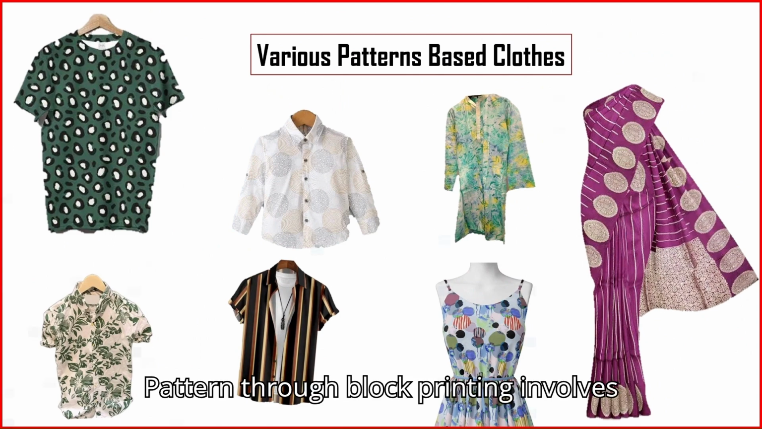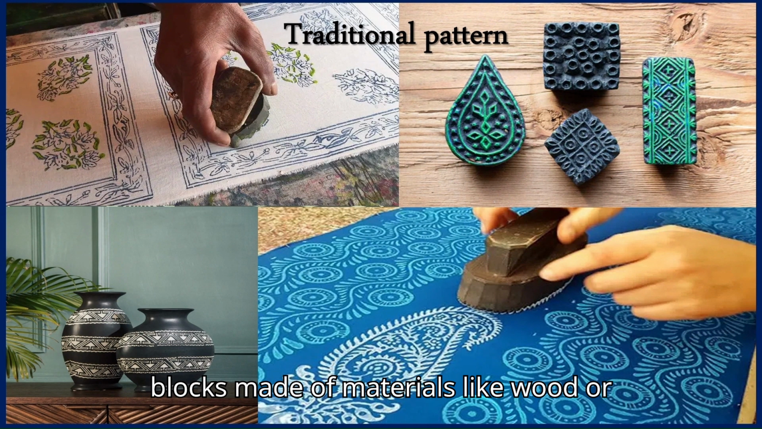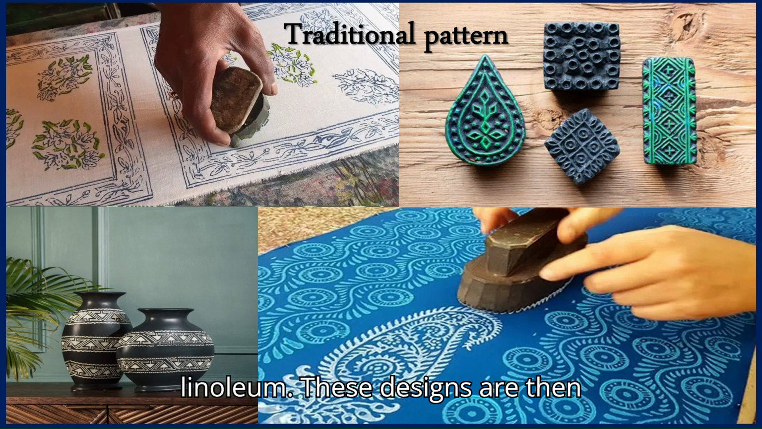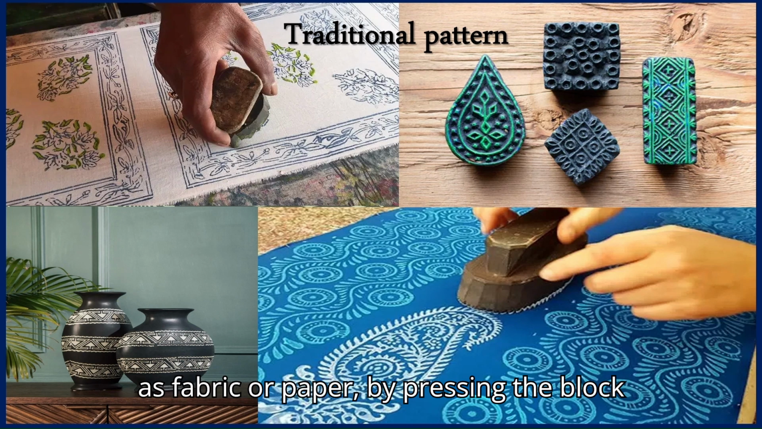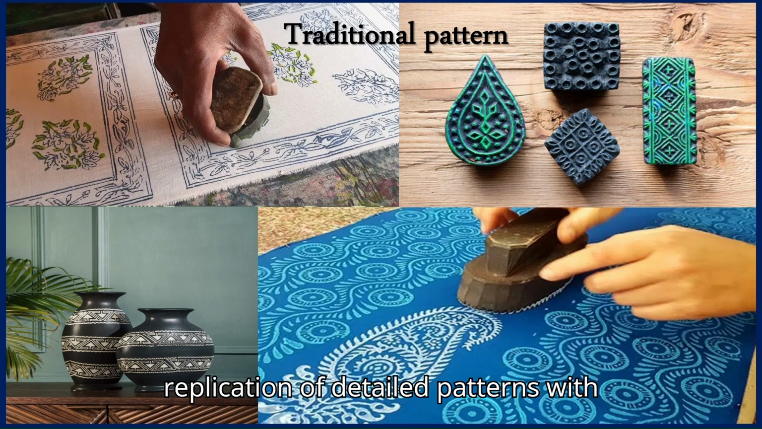Pattern through block printing involves the creation of intricate designs using blocks made of materials like wood or linoleum. These designs are then transferred onto various surfaces, such as fabric or paper, by pressing the block onto the material with ink or dye. This traditional method allows for the replication of detailed patterns with cultural or artistic significance, resulting in visually striking printed products.